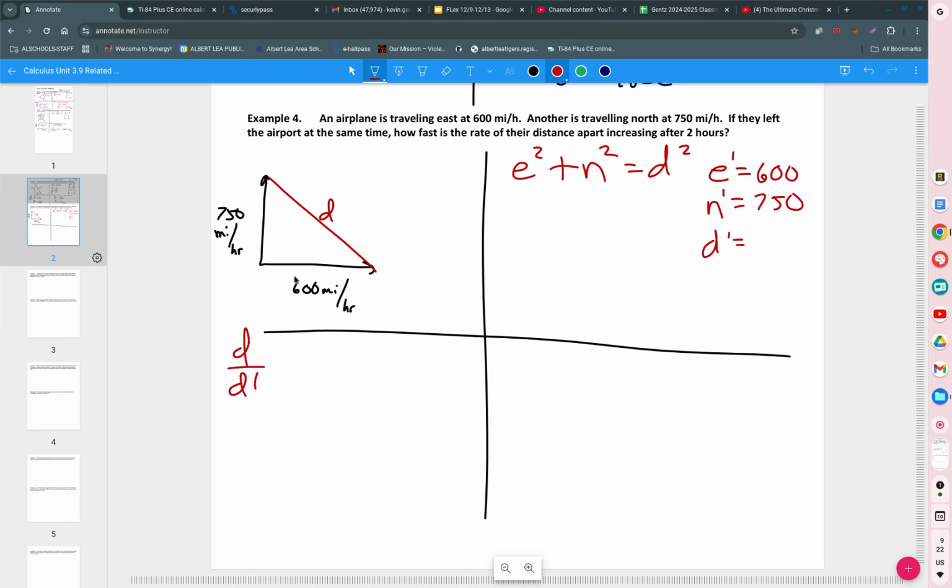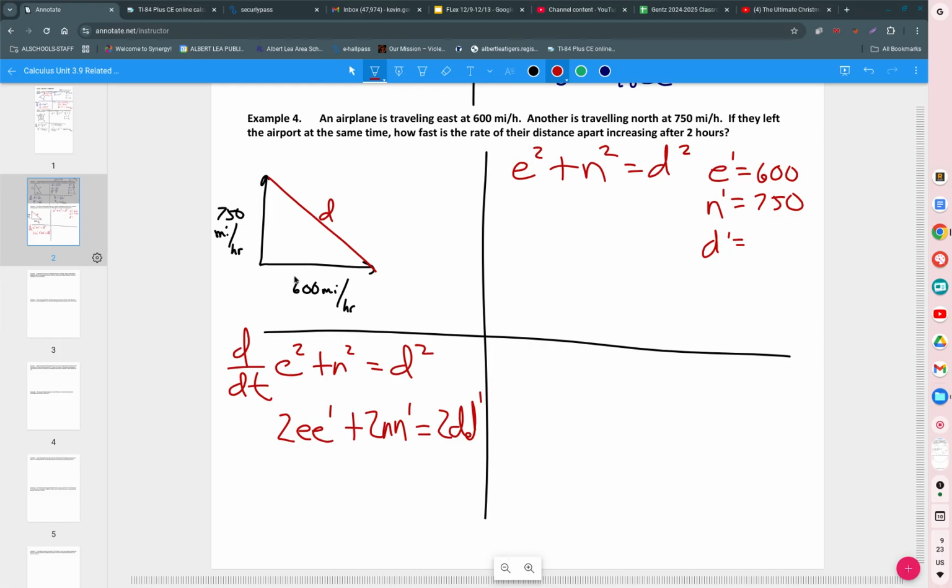Let's take the derivative with respect to time and see how we make use of this. I have E squared plus N squared is equal to D squared. Derivative of E squared, derivative of N squared, and derivative of D squared: 2D times D prime. Oh boy, this is a problem.